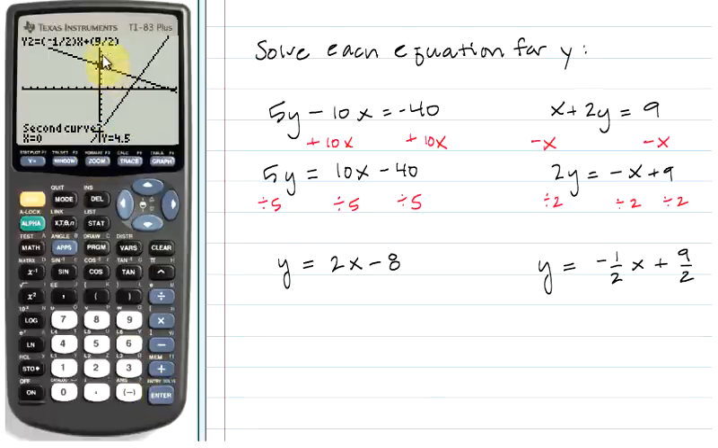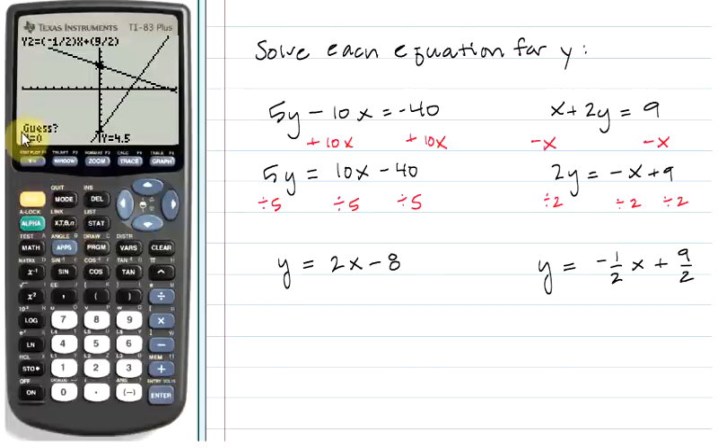Now the cursor jumps to the second line, and our calculator is asking us, second curve, question mark. That is the calculator's way of asking us, is this the second line that you want me to use in order to calculate this intersection point? In order to tell the calculator yes, we'll click the enter button a second time.